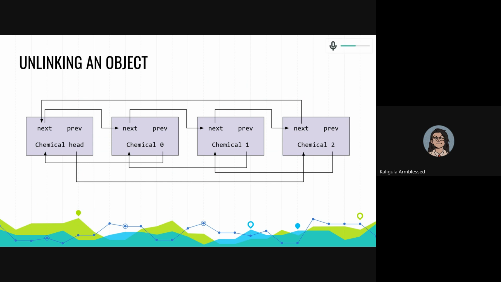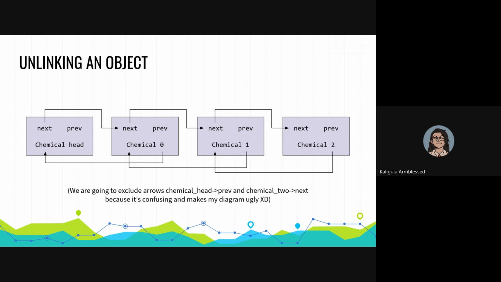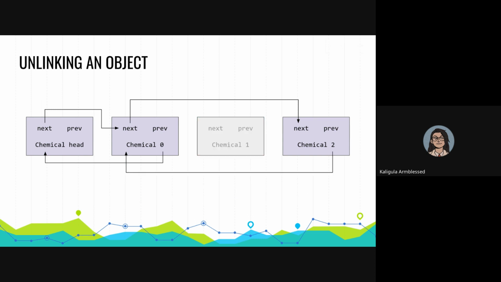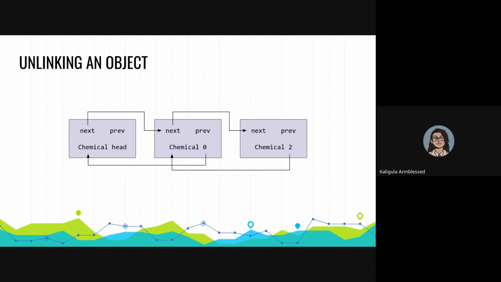This is how a linked list would look if there are 3 chemical objects, 0, 1, and 2. I'm going to omit the arrows to chemical heap previous and chemical 2 next because it's quite confusing. For example, let's say we want to unlink chemical 1. Chemical 1 next will be written to chemical 0 next. So this will go to that. And chemical 1 prev will be written to chemical 2 prev. So this will go to that. Afterwards, we remove this object and the linked list will look like this. That is how a normal unlinking looks.